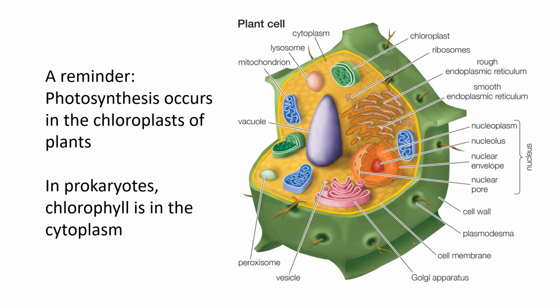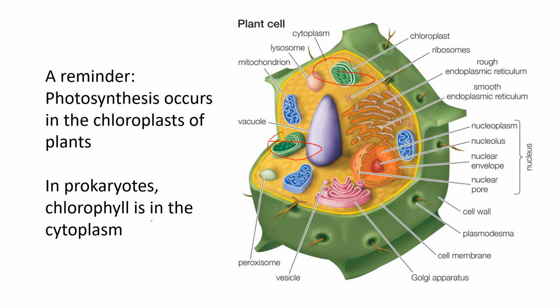Bit of a reminder of where photosynthesis occurs. It occurs in the chloroplast. So we've got the chloroplast up here, one there, another one here. A typical plant cell that's near the surface of the leaf will have lots and lots of chloroplasts in it.